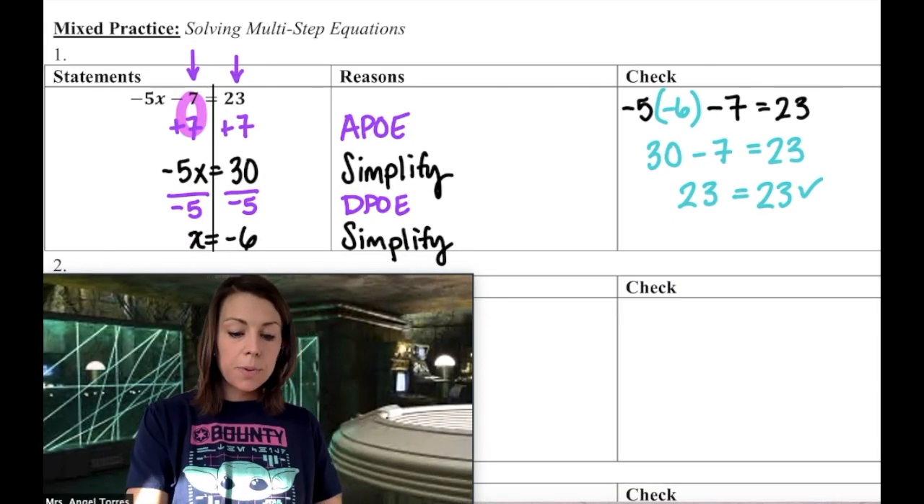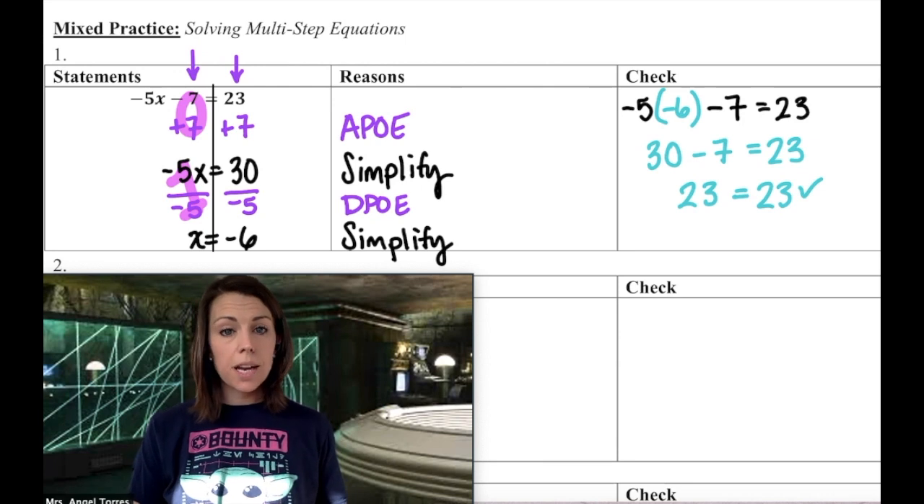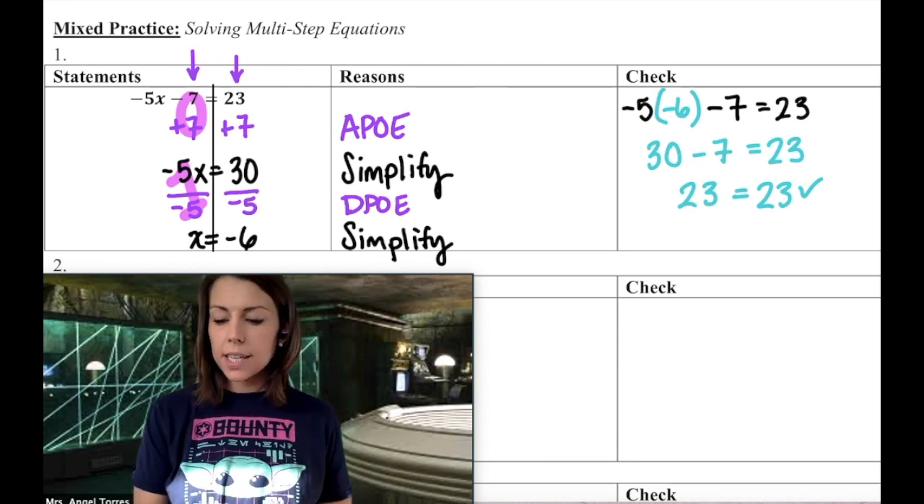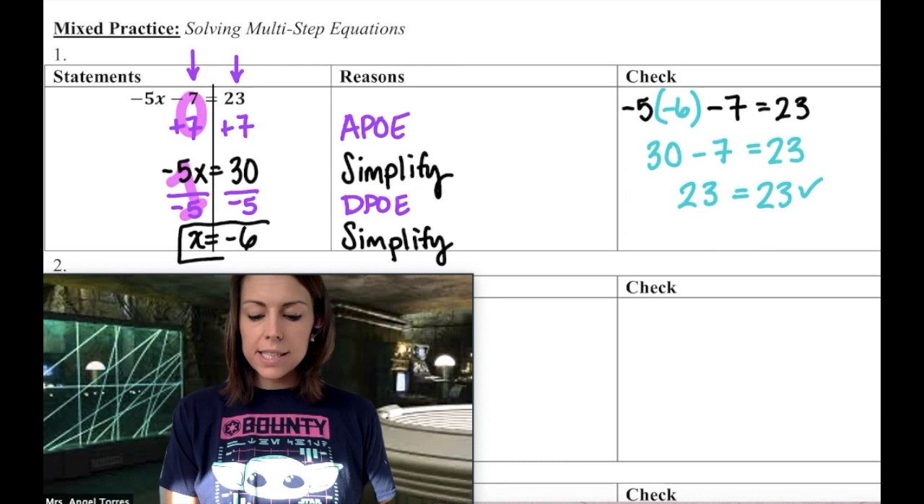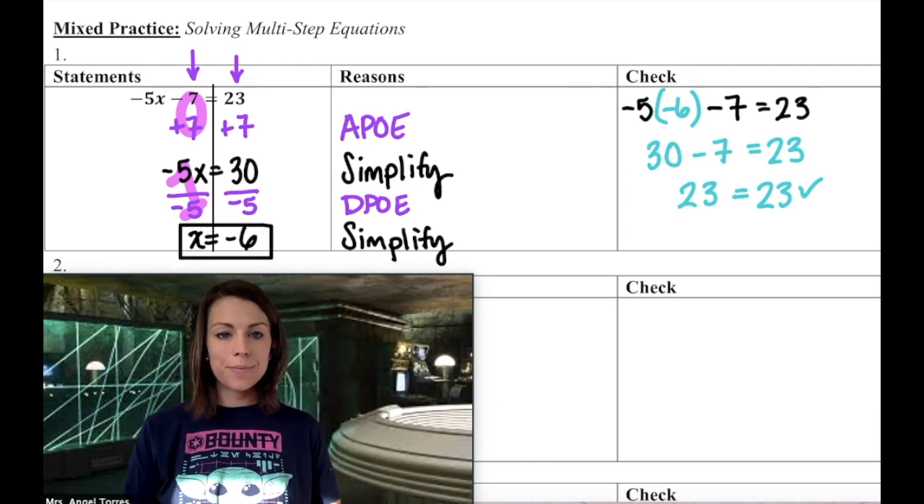So the next step would be to divide both sides by negative 5, create a big one factor, and you end up with x equals negative 6, which, since it checks out, means it is deserving of the box because x equals negative 6 is the correct solution.